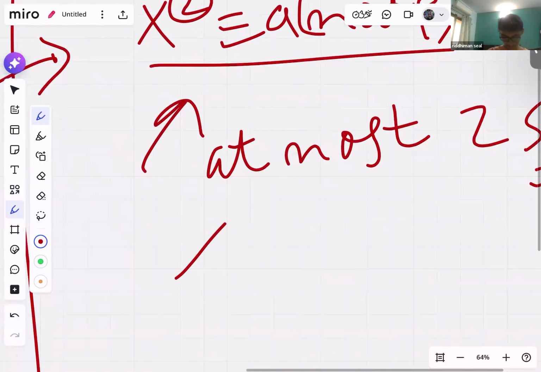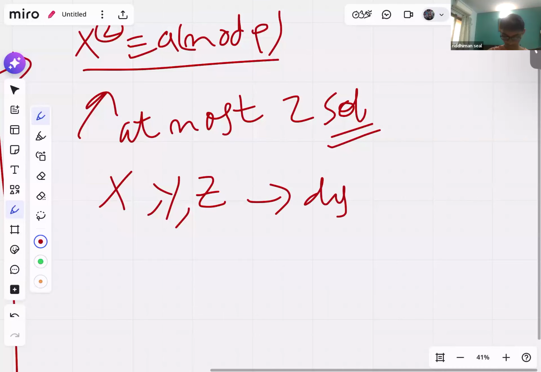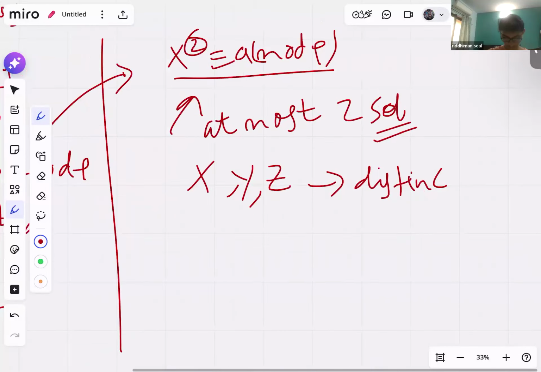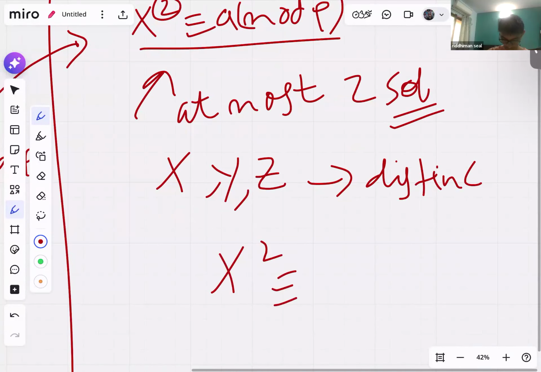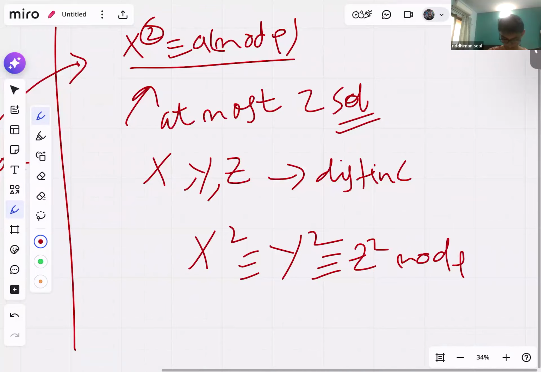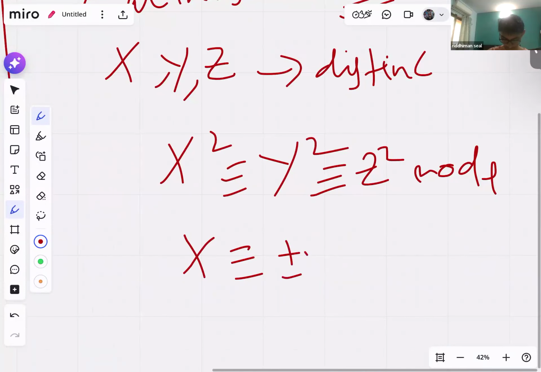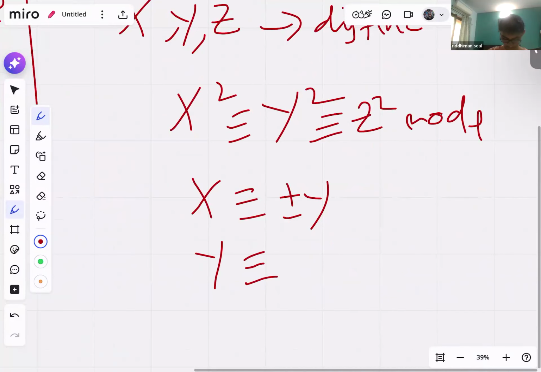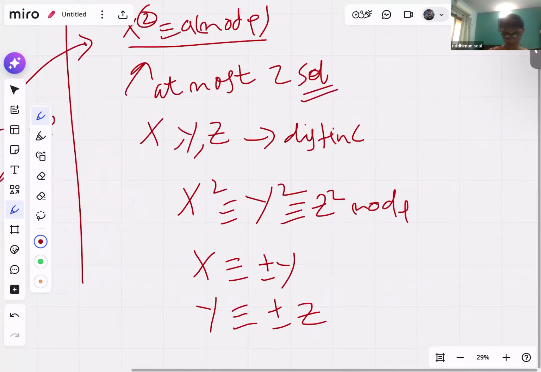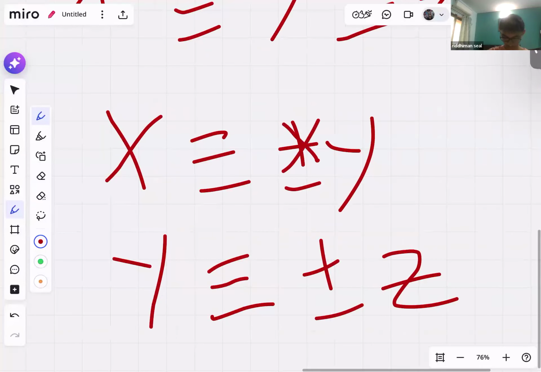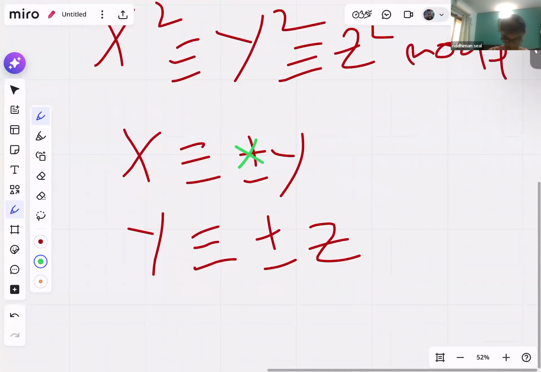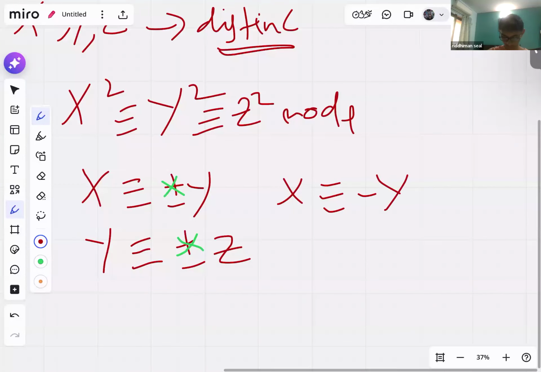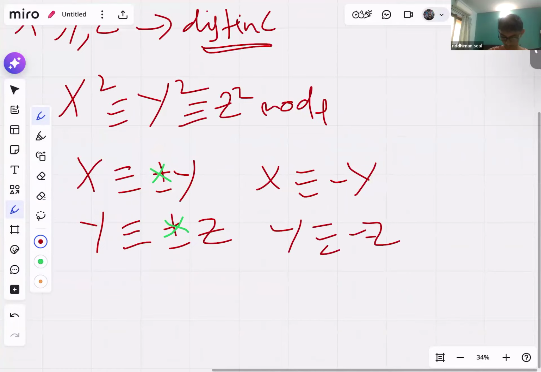The way we do that is, suppose there are three solutions. We have x, y, and z, which are all distinct. Then we have x squared congruent to y squared congruent to z squared mod p. This implies that x is plus minus y is plus minus z. But we know that x and y are distinct, so this plus cannot happen. Maybe I use a different color. This plus can also not happen. So we get x is minus y is minus z, which implies that x is z mod p.